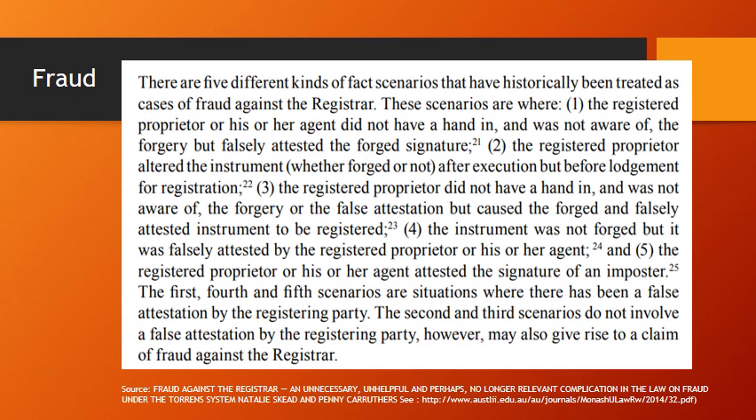One, where a registered proprietor falsely attested a signature, right? So that's dishonesty, that's fraud. There's another situation where they altered an instrument, whether through forgery or not, so they changed it after it had been executed. When we're talking about an instrument, we're talking about those documents, those Land Title Act forms, essentially, that both parties are filling out.